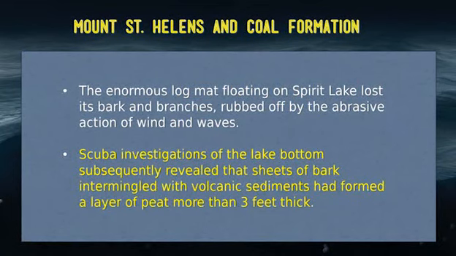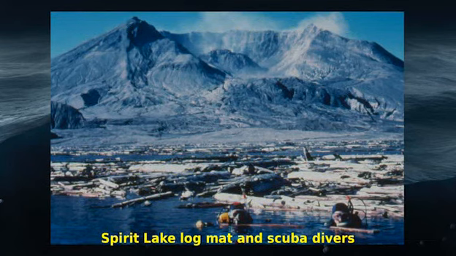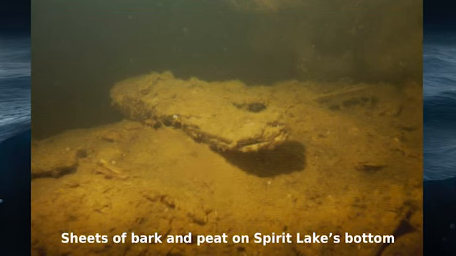So scuba divers investigated the lake bottom. And what did they find? They found sheets of bark intermingled with volcanic sediments and had formed a layer of peat on the bottom of the lake more than 3 feet thick. So here we have the scuba divers, see them there in the foreground. Pretty dangerous when you've got an active volcano right behind you. And down they went, and here's one of their photographs.